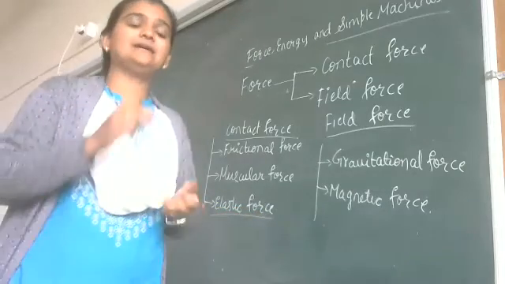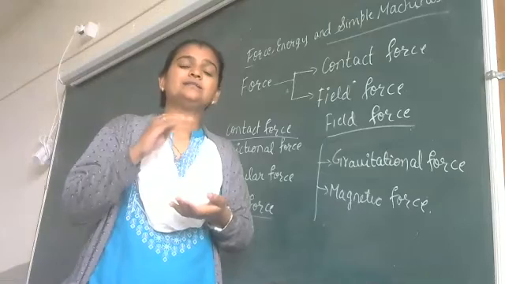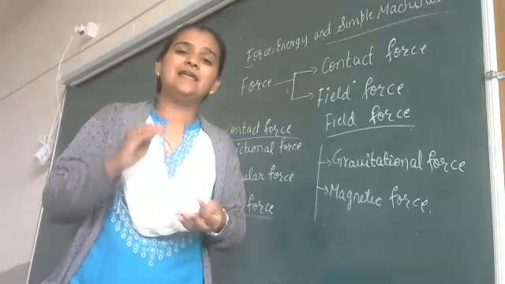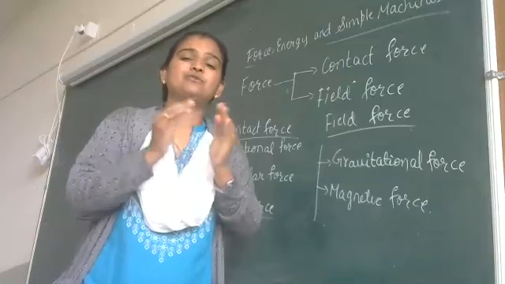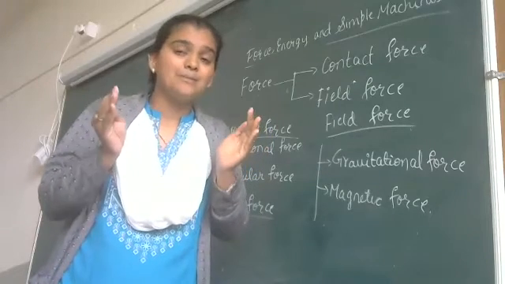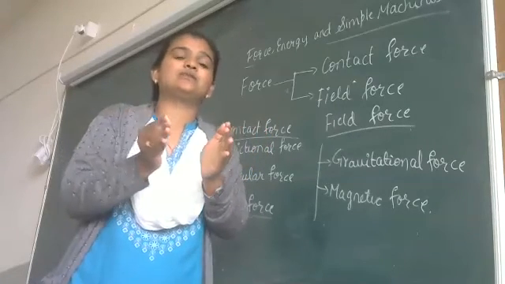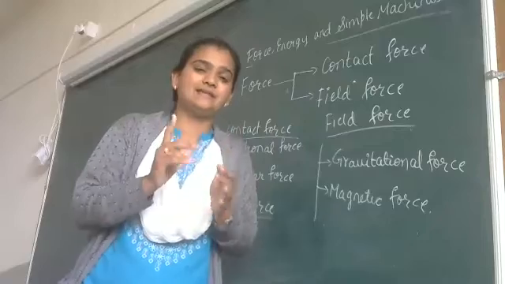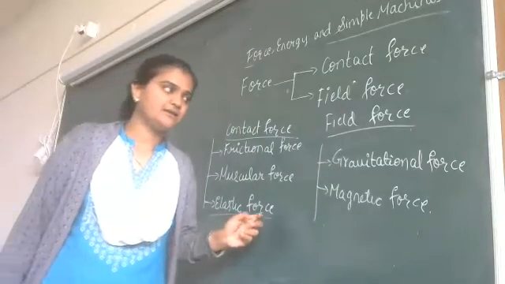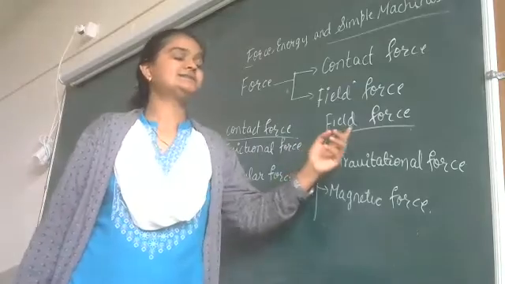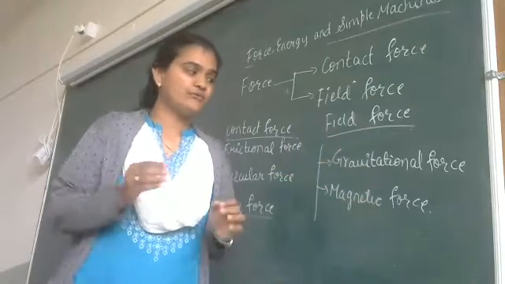The rubber band, the spring. Okay, these are all known as the elastic force. It is like it is going away from its original position, but once you release, it will come back to its original position. That is known as elastic force. Clear? The second part is regarding the field force.